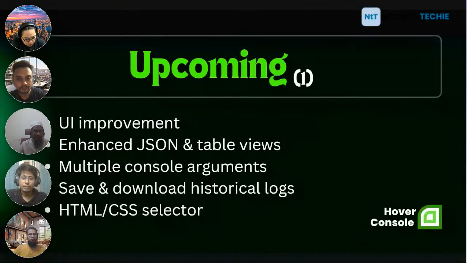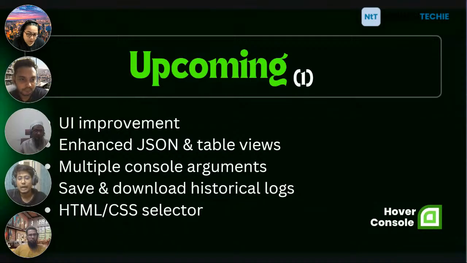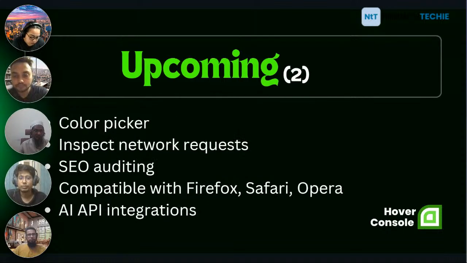And the upcoming features for Hover Console: currently we are working on UI improvements. There are lots of UI improvements needed, including enhanced JSON and table views for multiple console arguments, and you will be able to save or download the logs and errors. Another upcoming feature is HTML and CSS selectors. You can easily select HTML and CSS and work further, which will make things easier for front end developers.